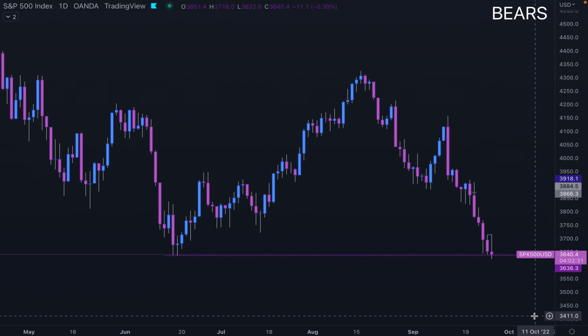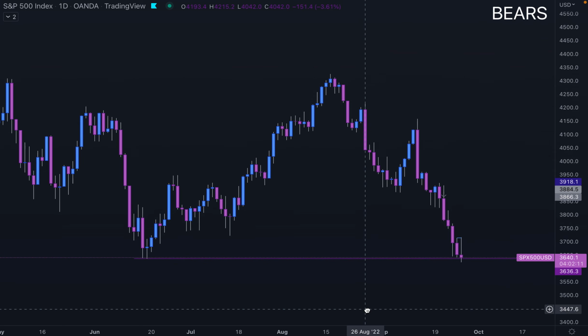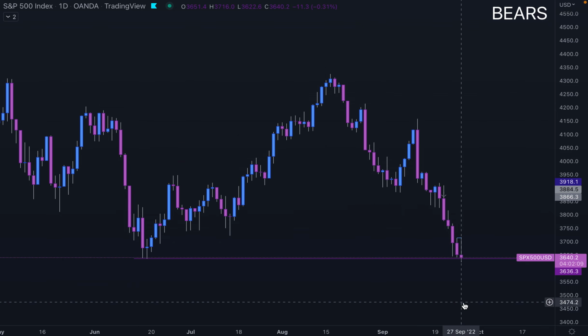So on my chart, you can see this is the S&P 500. We are on the daily chart. I always start on the daily chart to get my daily bias. If you look up in the right hand corner, it does say bears. That's just a reminder to me that when I get into the smaller time frames, I am looking for sells, bearishness.